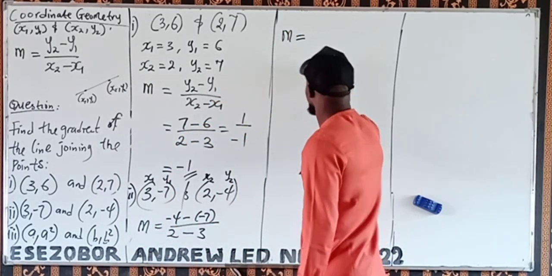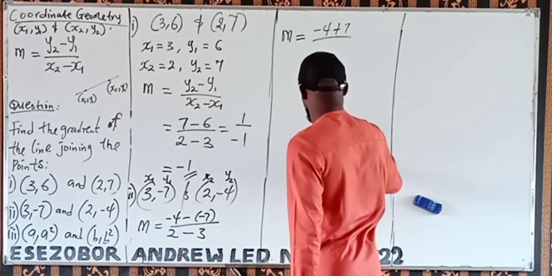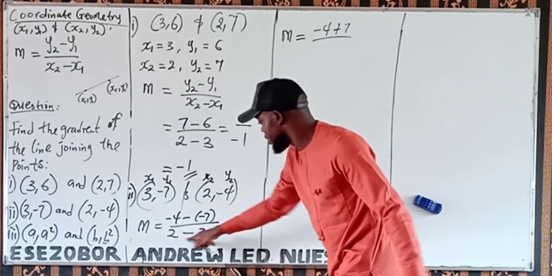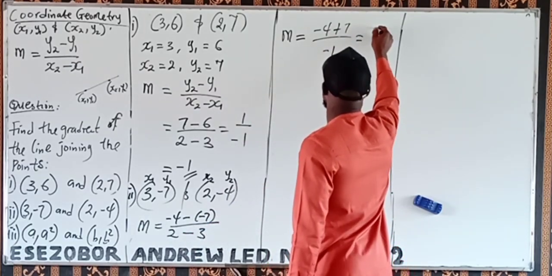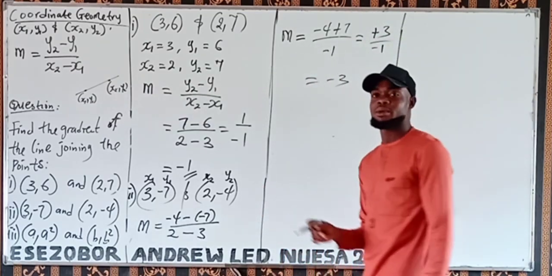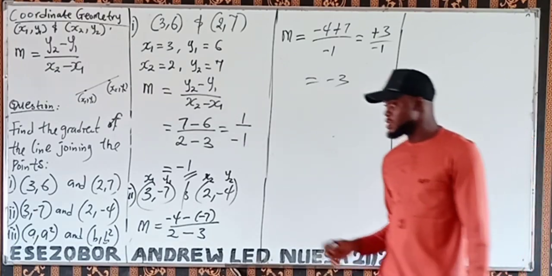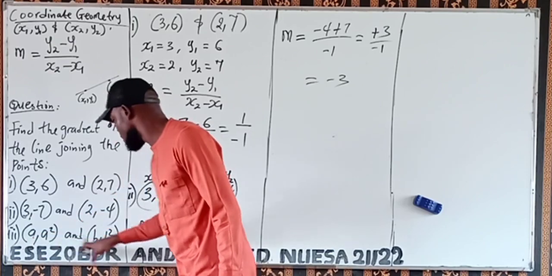what? Minus 4 minus minus 7, which is plus 7, over 2 minus 3, which is minus 1. That will give us minus 4 plus 7, which is plus 3, over minus 1. The gradient of this one will be minus 3. That will be the gradient of the line joining these two points. Now let's find the gradient of the line joining this point and this point.